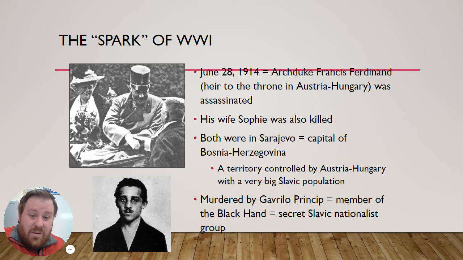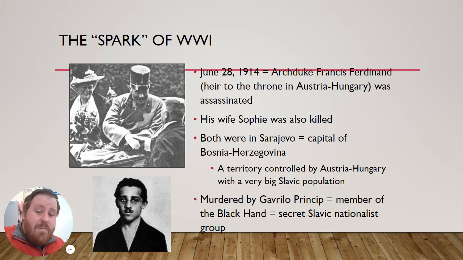Okay, Bosnia-Herzegovina was a territory controlled by Austria-Hungary, and it had a very big Slavic population. So you've got the Austro-Hungarian Empire controlling this area, which had a very, very big Slavic population. So remember, Pan-Slavism, really important here.